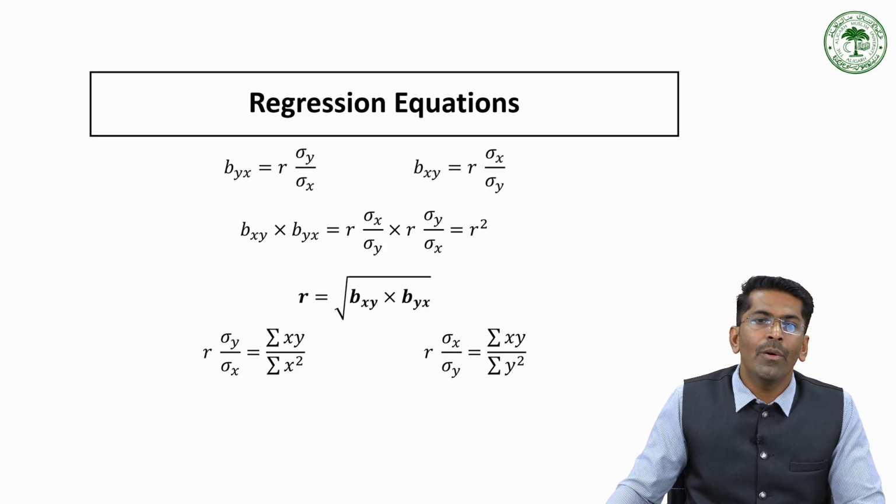Similarly, here we are denoting bxy. So here it is r into standard deviation of x divided by standard deviation of y, which is equal to the sum of xy divided by sum of y square. So here only the denominator is changing. One is sum of x square and another one is sum of y square.